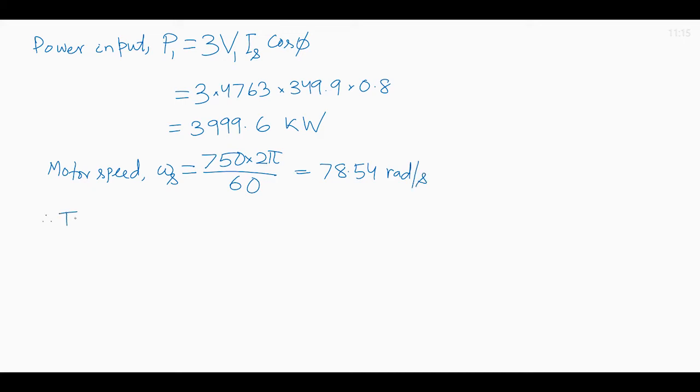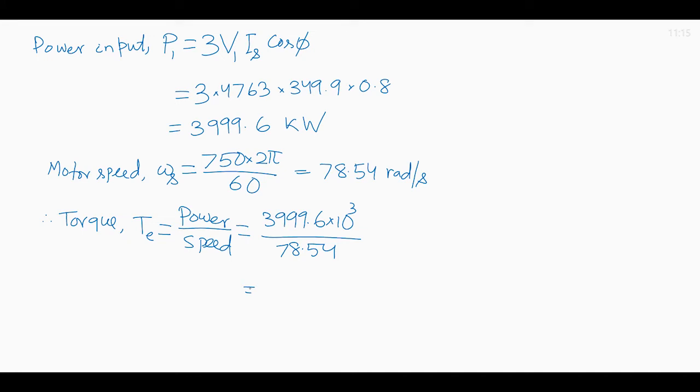Hence, the torque at this is TE, which is power by speed. Power is computed as 3999.6 kilowatt and speed is 78.54 radian per second. So, torque comes as 50,924.4 Newton meter.